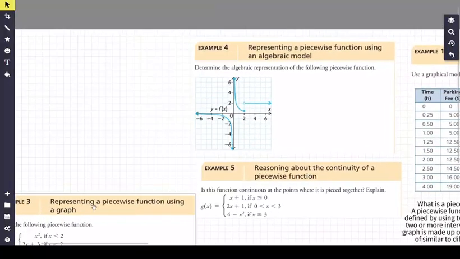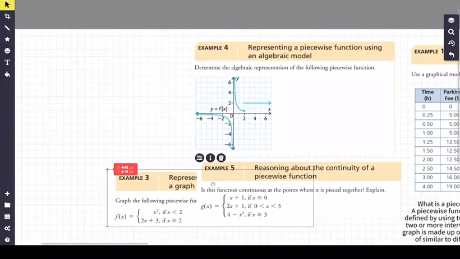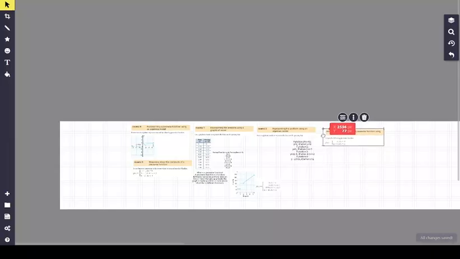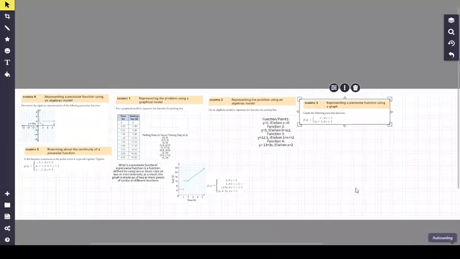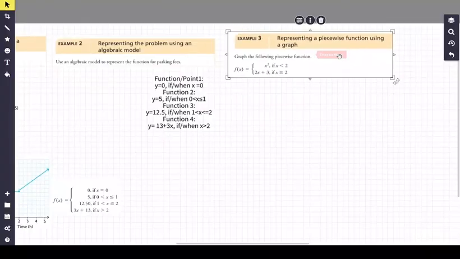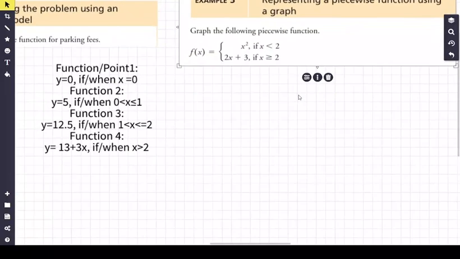So example 3 is completely brand new. It has nothing to do with whatever we just talked about. Let's talk about example 3. So representing a piecewise function using a graph. So this time we got the function. Last time we didn't have anything, but last time we got pretty good. So this time we have the function and we just need to graph it. So let's look at this.